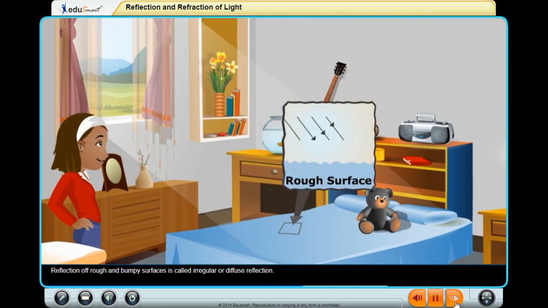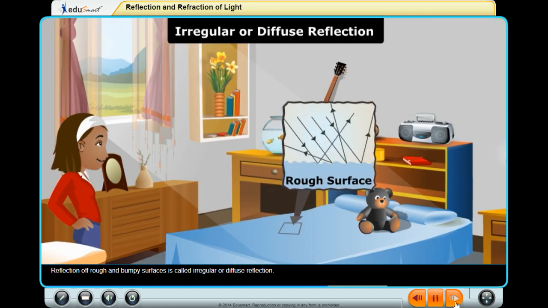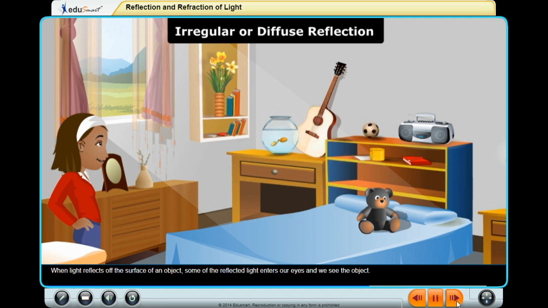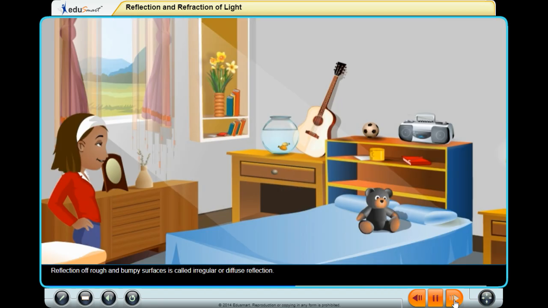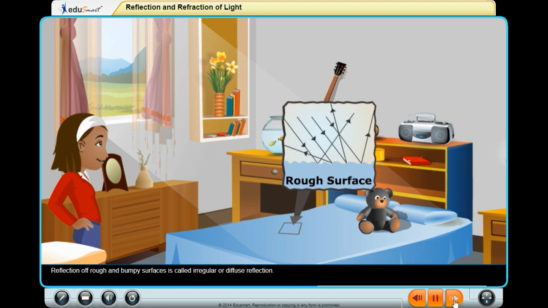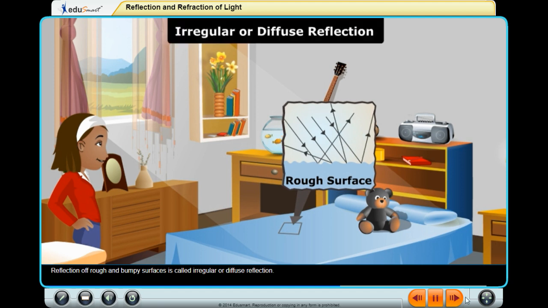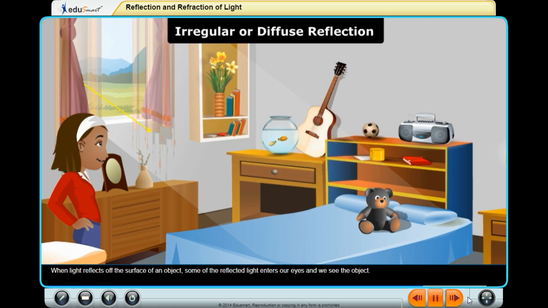Reflection off rough and bumpy surfaces is called irregular or diffuse reflection. Diffuse reflection helps us to see the things around us. When light reflects off the surface of an object, some of the reflected light enters our eyes and we see the object.